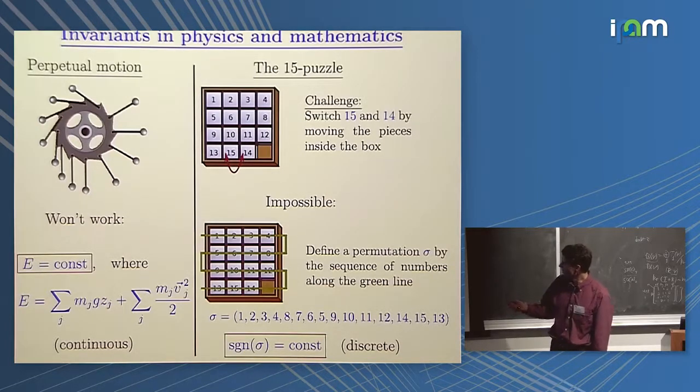I just use this example, the 15 puzzle. There are 15 pieces in this box and one empty place, and you can move these pieces in the box. And the problem is to switch two pieces. And you cannot do that because there is another invariant, which is the sign of a permutation defined along this line. And this is a discrete invariant.